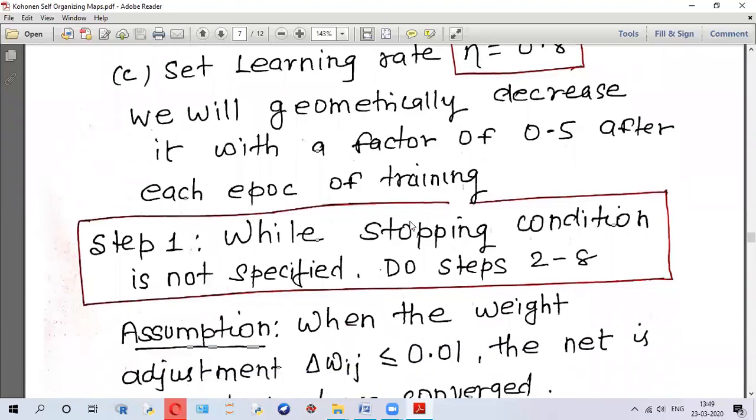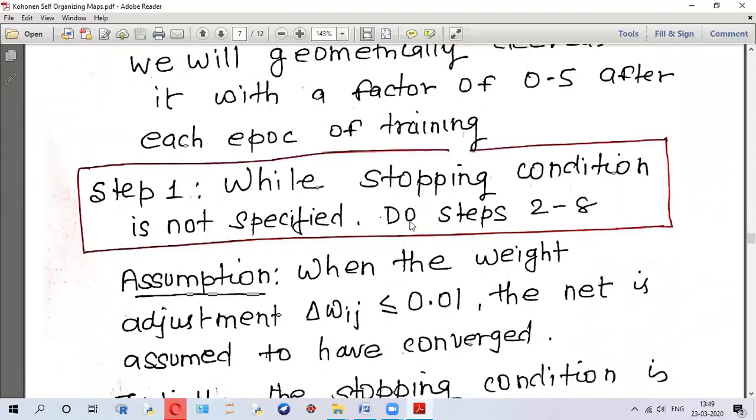Now, the first step of the algorithm is that we would be running the entire algorithm while a stopping condition is not satisfied. So we need to define what the stopping criteria could be. While the stopping criteria is not satisfied, we would be executing this algorithm, which comprises 8 steps. From step 2 to 8, it would be in a continuous loop unless the stopping condition is satisfied. I'm covering the algorithm along with the example.